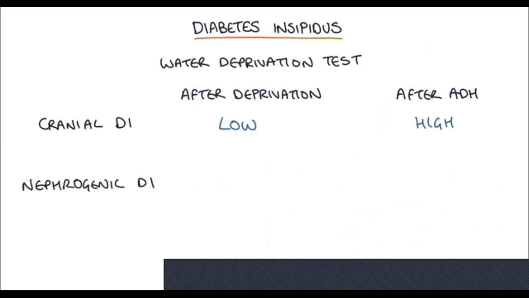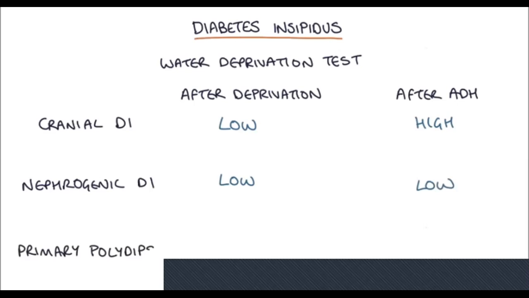In nephrogenic diabetes insipidus, the patient is unable to respond to the ADH. What's happening is they're diluting their urine with excessive water secretion by the kidneys, and they're unable to respond to ADH. Therefore, their urine osmolality will be low after the initial 8-hour water deprivation and will remain low after the synthetic ADH is given.